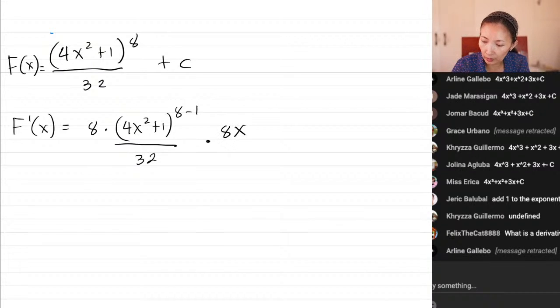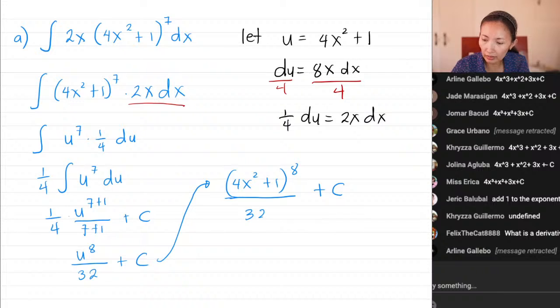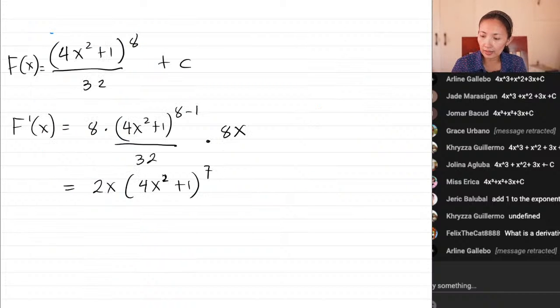If simplified, what will this be? 8 times 8 is 64. 64 divided by 32 is 2x times (4x squared plus 1) raised to 7. Now, let's verify. Is this the given? So, let's see. 2x, (4x squared plus 1) raised to 7. So, that's it. You can always verify your answer by differentiating, or by taking its derivative.